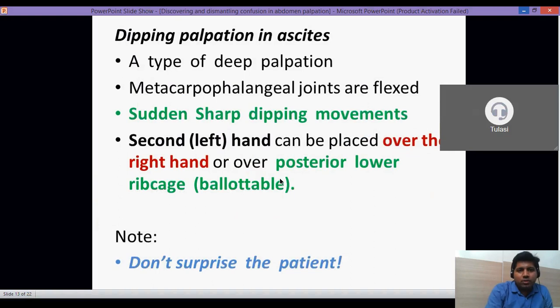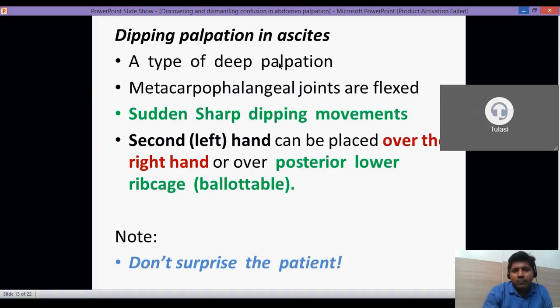Now let's see the dipping palpation. Oh, there is so much confusion about deep and dipping. It took half a day for me to really segregate the details of what's happening here. So dipping palpation is done in ascites. Many of you will know this, if the discussion has happened. Now let's see what actually is done during dipping palpation.